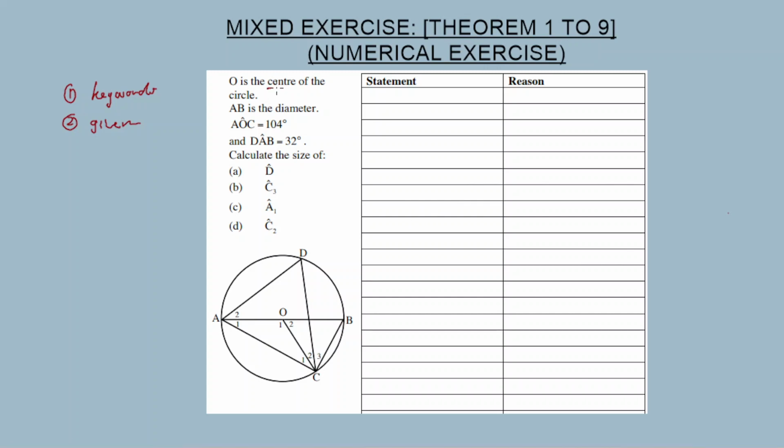O is the center. Center is a keyword. O is the center of the circle. AB is the diameter. Angle AOC is 104 degrees. Highlight it, and then angle DAB is equal to 32 degrees. So yes, now the information is given. It's 104, no, 32 degrees. Keywords: diameter and center.